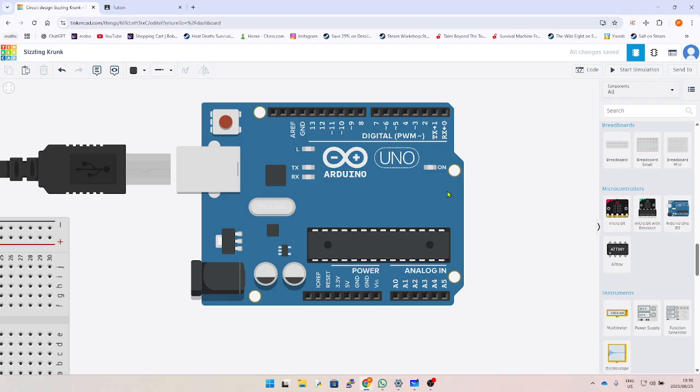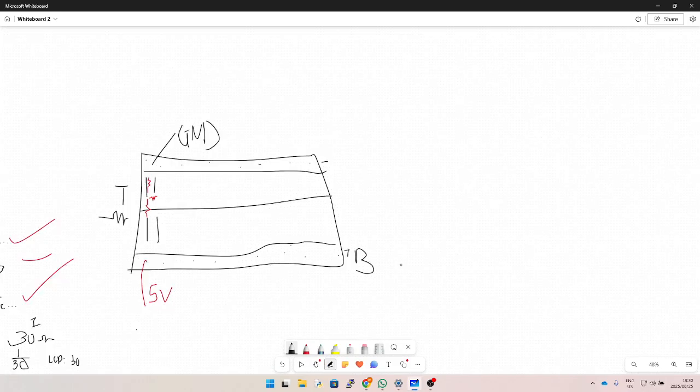Then you don't need to know the starter kit resistor. I went over this yesterday. Do you guys want me to do it again? Nah, it's okay. Resistor, you guys are good.